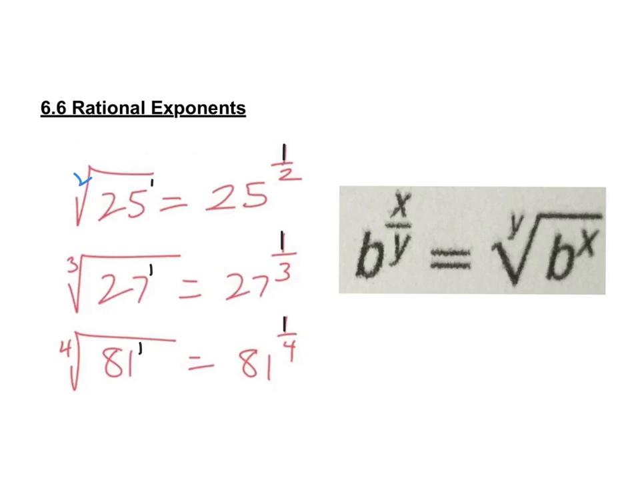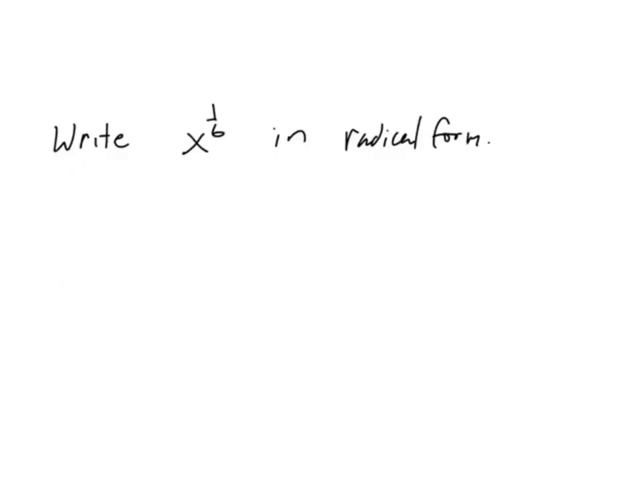Now in some examples, this number on top is not going to be 1, which means this number inside is not going to be 1. So we're going to have something different written down. Right. So some of the questions you're going to have are going to look like this. Write x to the 1/6 in radical form. So go ahead. This is exponential form. So just go ahead and turn that into a radical.